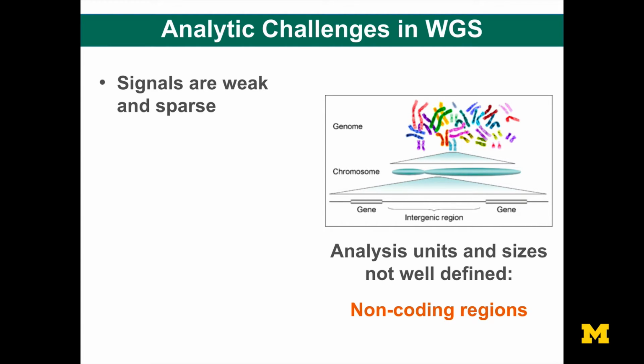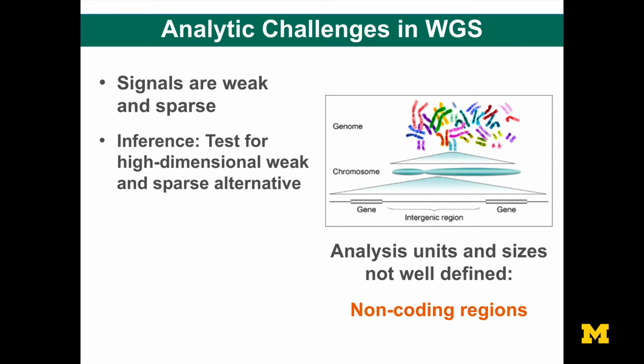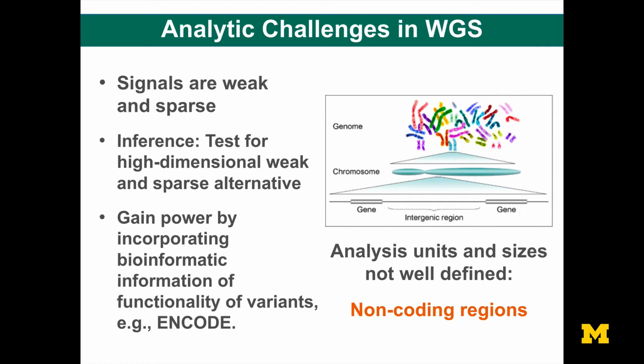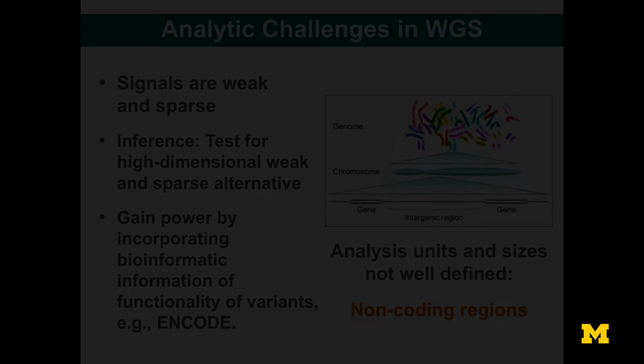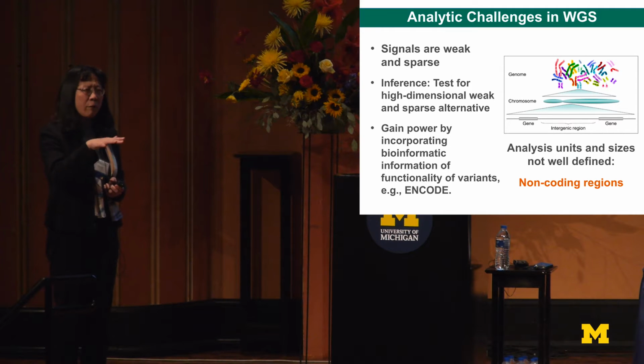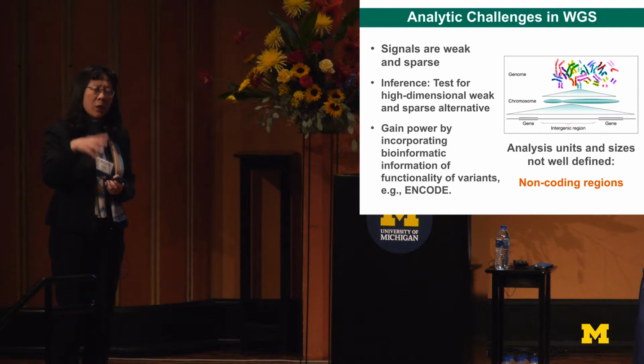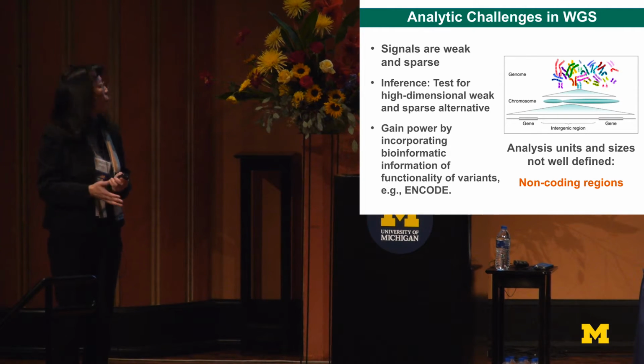Also, biological signals are generally weak and sparse, and one needs to think about inference and testing for high-dimensional weak and sparse alternatives. Also, in order to improve analysis power, that is where the biology comes in. One needs to incorporate functional information, for example from ENCODE, to boost analysis power. So for the variants which are more functional, we weight them more.